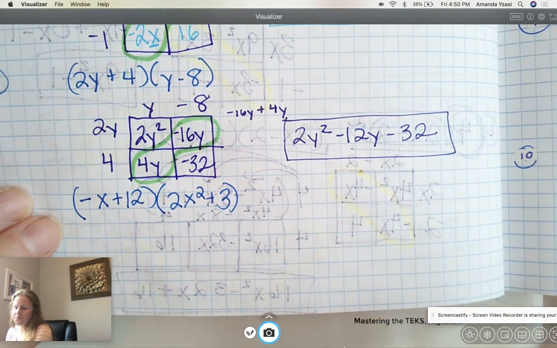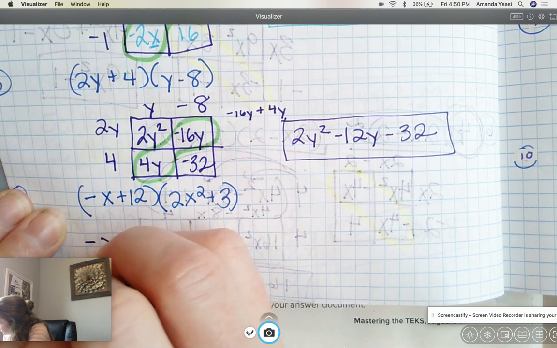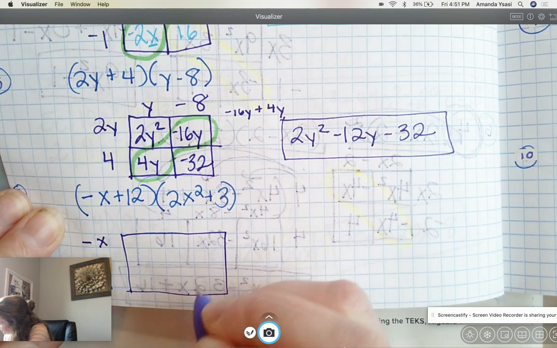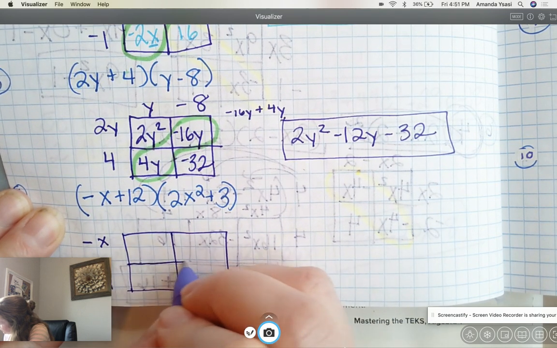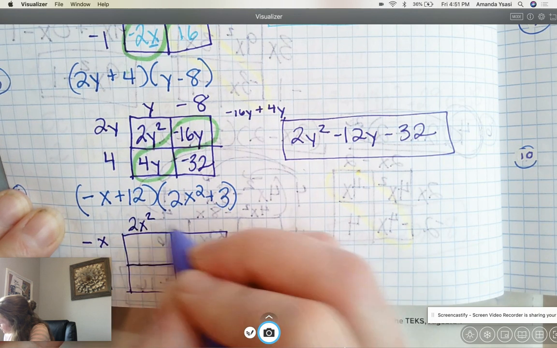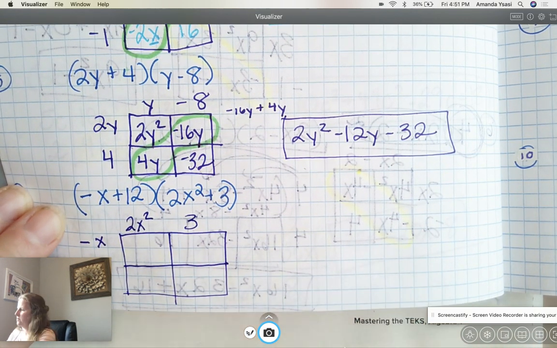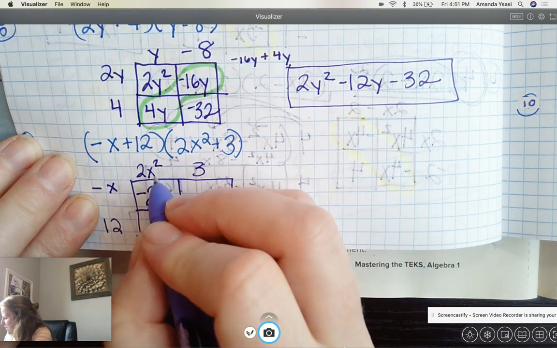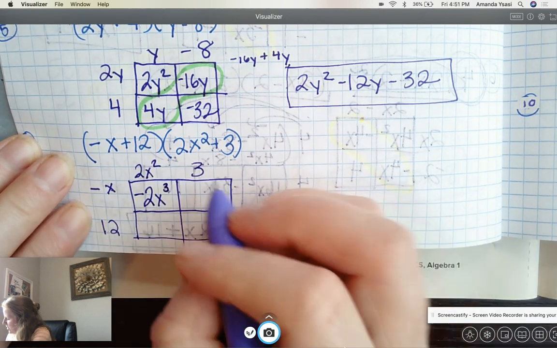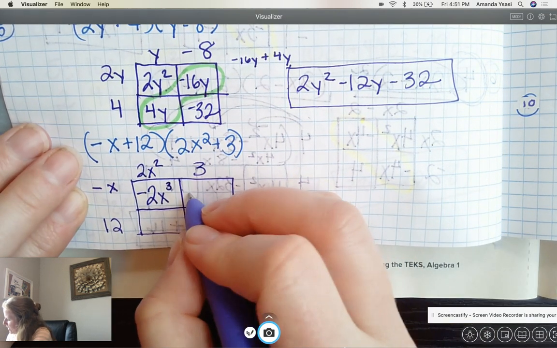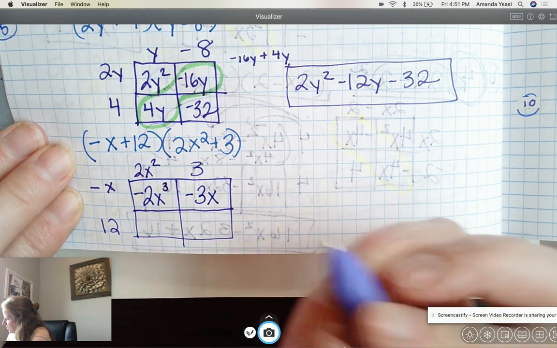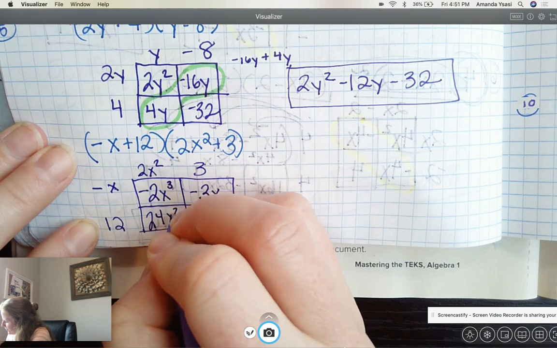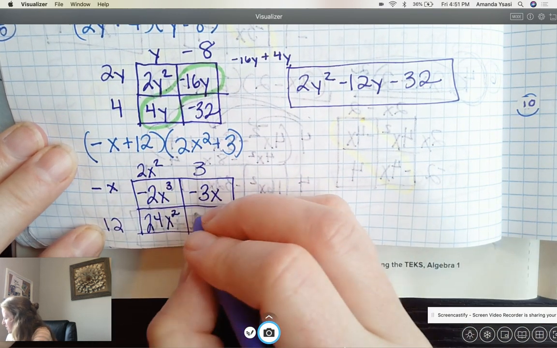Okay, next one. We have negative x and a positive 12, and then a 2x squared plus 3. So that is a negative 2, and then we have an x and x squared, making the x 3. 3 times a negative x would be negative 3x. 2 times 12 is 24, and then it's an x squared. 12 times 3 is 36.